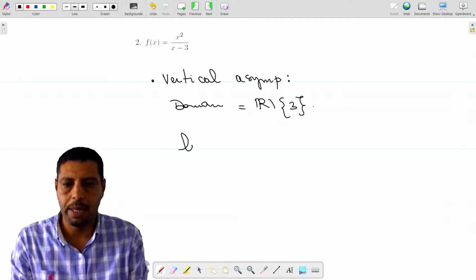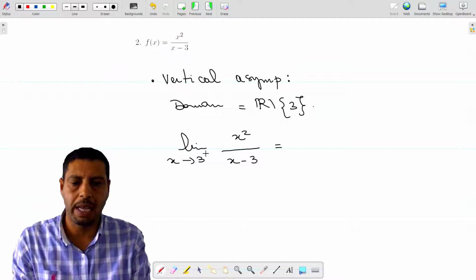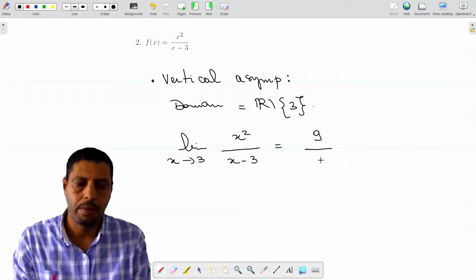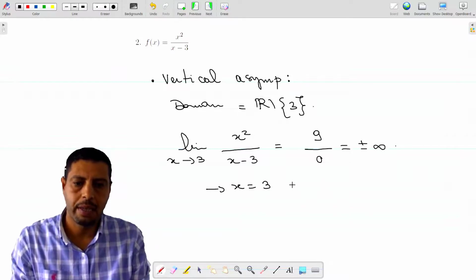So we have to compute the limit of x squared over x minus 3 as x approaches the point 3. And here, if you substitute your x by 3, you're going to find 9 over 0. And you know that a constant over 0 is infinity. So plus or negative infinity, I don't care again, since I'm sure that it's infinite, okay? So the equation x equals 3 is a vertical asymptote.